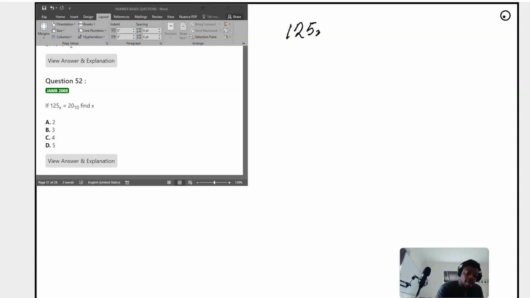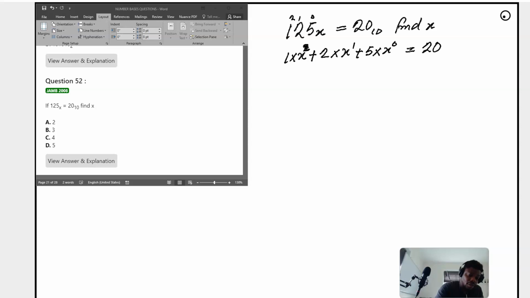125 base x is equal to 20 in base 10. Find x. Let's convert this to base 10. 1 times x raised by 2, 2 times x raised by 1, 5 times x raised by 0. This is already in base 10, so it's okay. So this is x squared plus 2x plus 5 is equal to 20.